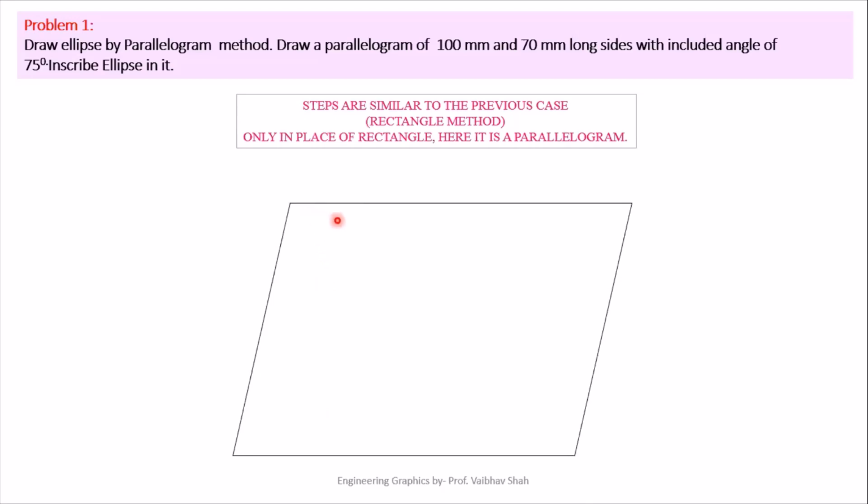So 100 mm is obviously your length, so you will be drawing a horizontal line of 100 mm, and at 75 degree from this horizontal line, you will be plotting another line of 70 mm long, inclined to your horizontal line at 75 degree. After that, you will complete this figure. So this is nothing but your parallelogram. In this parallelogram you will have two parallel sides like this. This horizontal side is parallel to this top horizontal side, and likewise this left hand side inclined side is parallel to this line. That means you will have two pairs of parallel sides, and this element is known as your parallelogram, which is not your rectangle.